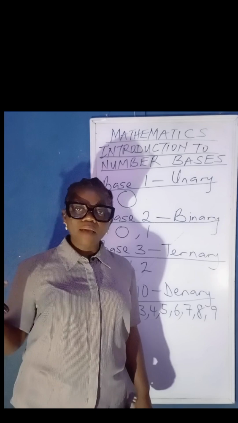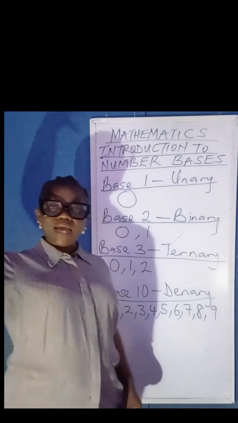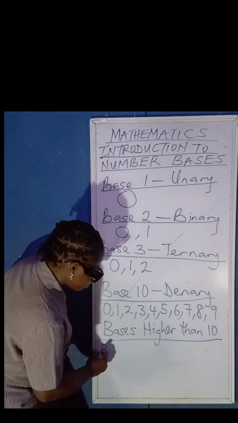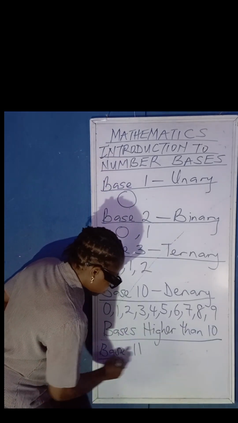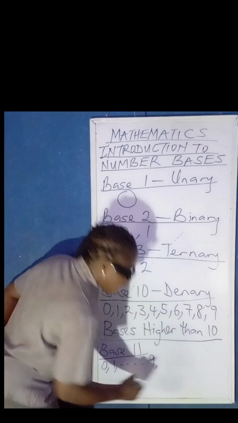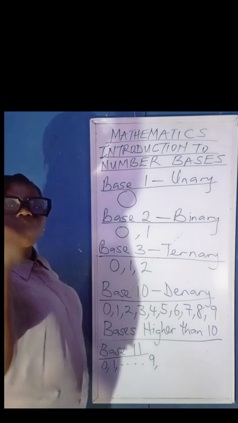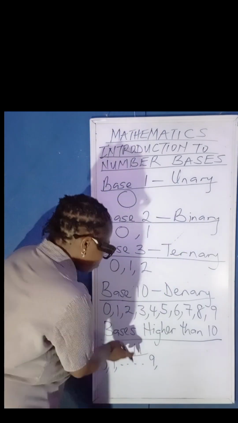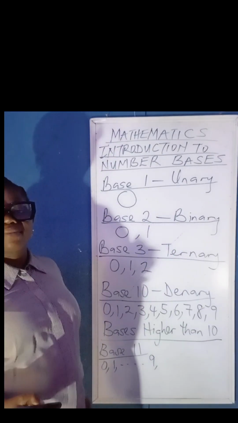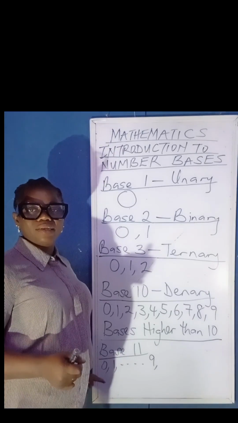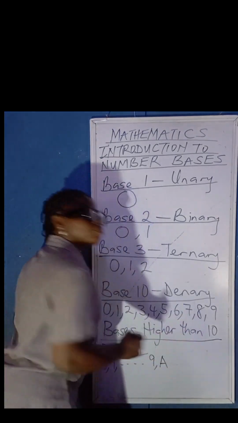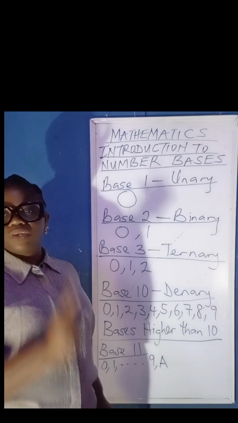When we go to higher bases, base 11, base 12, and higher bases than base 10, base 11. Under base 11, we have digits from 0, 1, and so on up to 9, and what is supposed to come up as 10 under base 11, because we know that for base 11, 10 is less than 11. So there is what we call 10, but it is not written as 10. It is written as A, because it has to stand as a single digit.